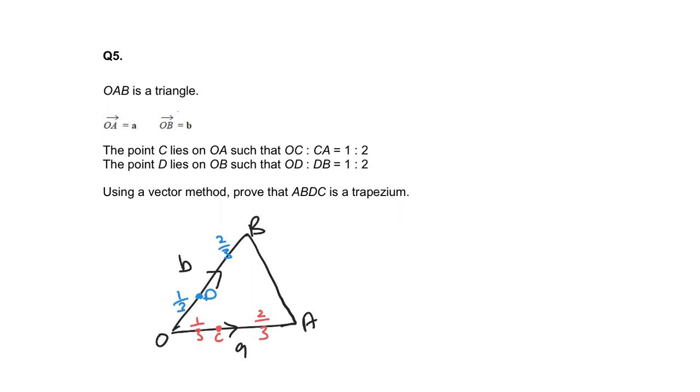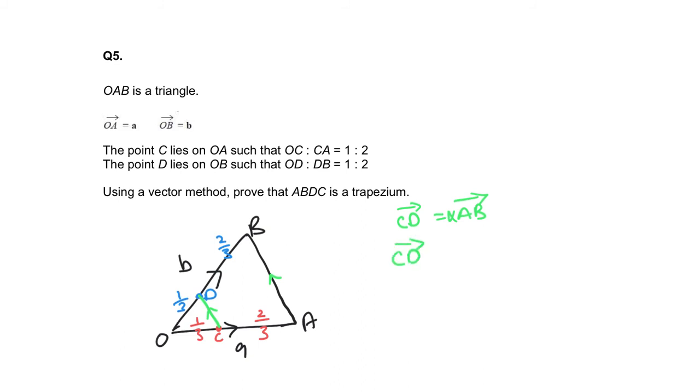Okay, to prove it's a trapezium, we have to prove that these two are parallel. So we have to prove that CD and AB, that one is a multiple of the other. Now, some people don't like to use mu, so I'm going to use alpha. We have to prove that one is a multiple of the other. So let's find CD.